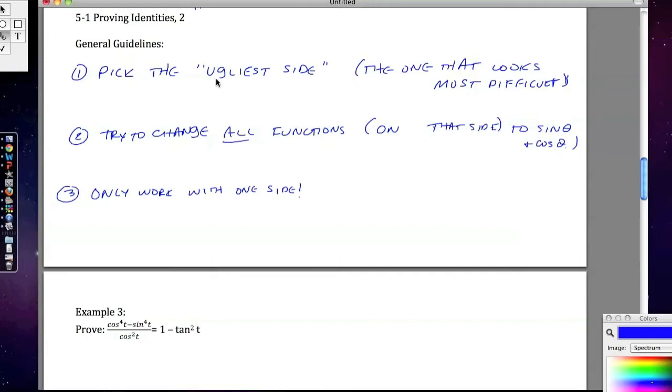Okay, so let me lay out the general guidelines once again. We want to pick the ugliest side, so pick the side that looks the most difficult. We're going to try to change all the functions on that side to sine and cosine, and only work with one side at a time. So let's go down here and look.